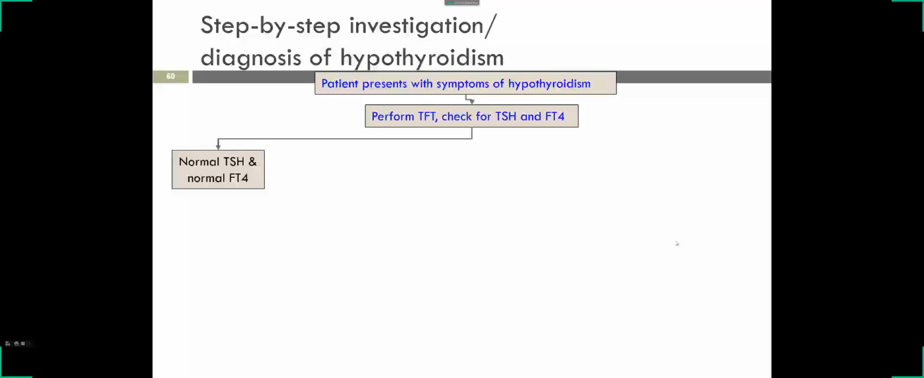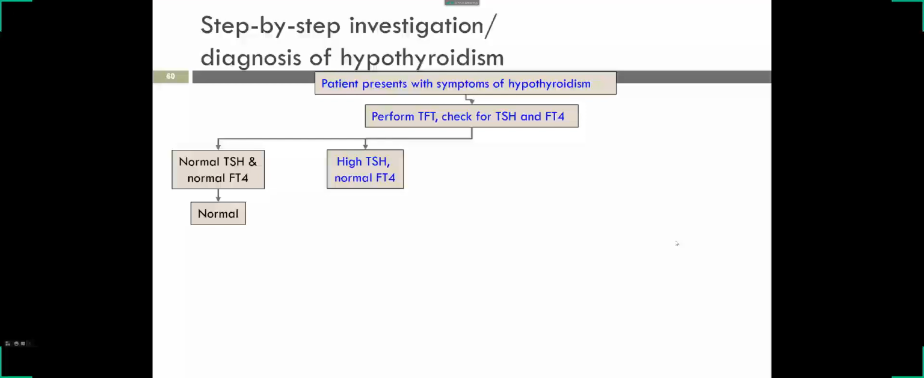So with that in mind, a step-by-step investigation and diagnosis of hypothyroidism. The patient presents with symptoms, okay? You test them. Perform TFT, check for TSH, check for free T4. Normal TSH and normal free T4. So what do you do? Nothing. Patient's normal. We leave them alone.